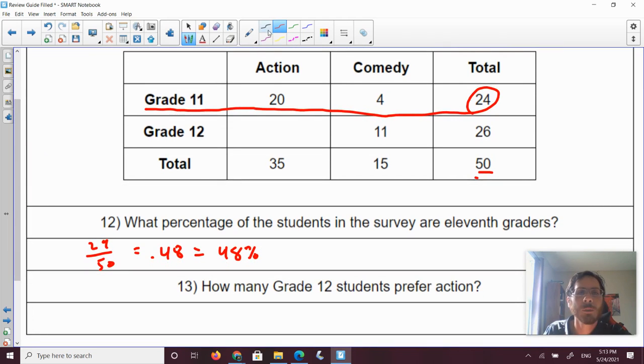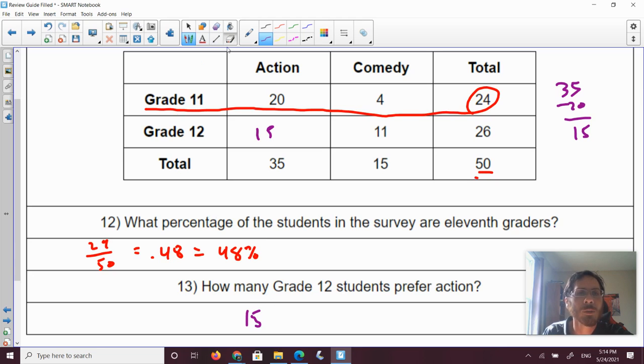For number 13, how many grade 12 students prefer action? Remember, we have to add to the totals. So if I want, I can do 35 minus 20, and that should give me my leftover part. That's going to give me 15. And if I want to double check, 15 plus 11 is 26. So that does work also. So the answer is going to be 15.